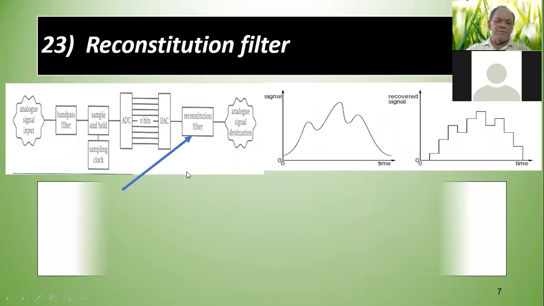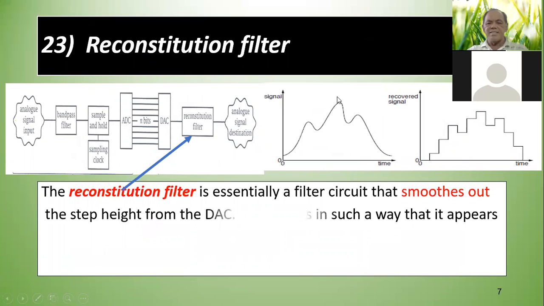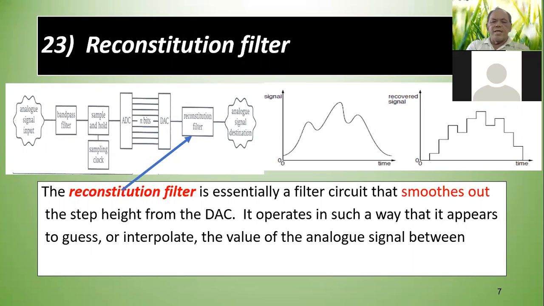So we look at a reconstruction filter. A reconstruction filter is essentially a filter circuit that smooths out the analog signal to something like that. It removes the step height from the DAC. It operates in such a way that it appears to guess. It just tries to guess how the graph will look, or interpolate, the value of the analog signal between the samples. Rather than give you all these steps, it tries to smooth it out and guess how the graph will look.